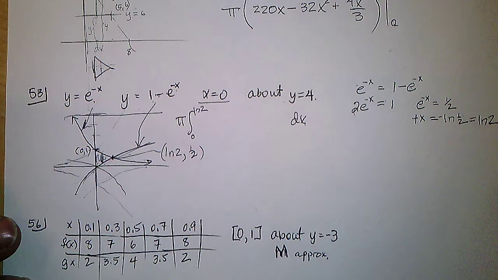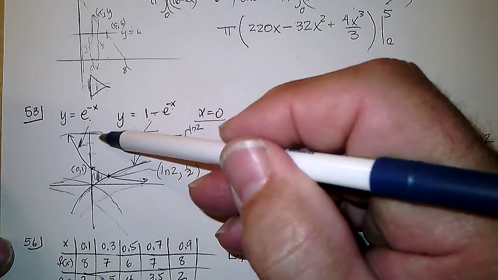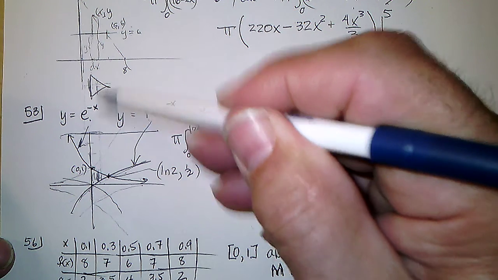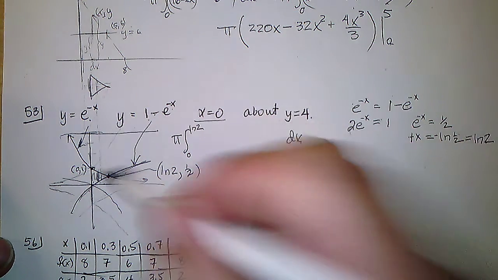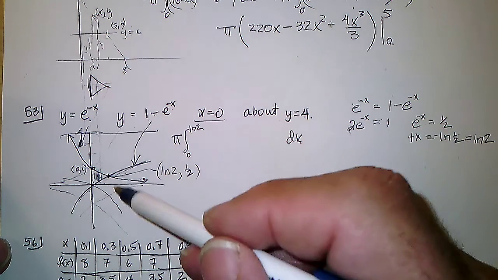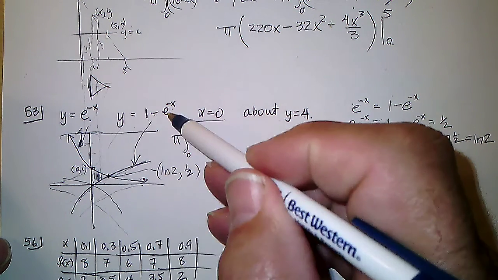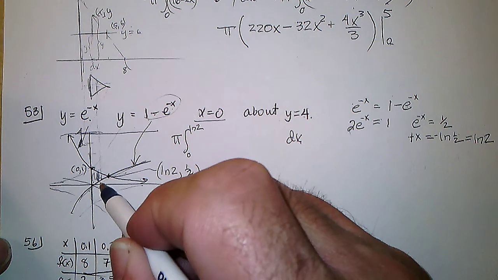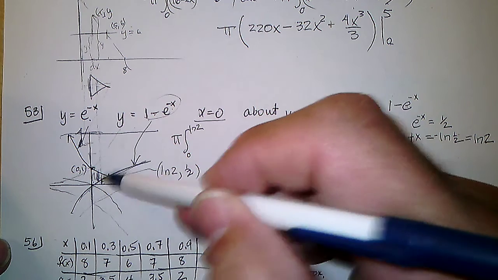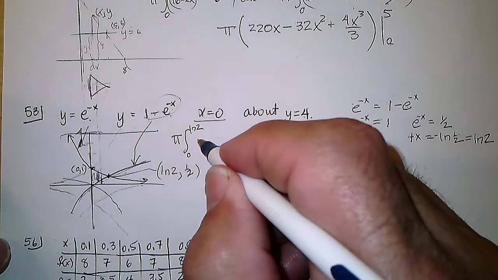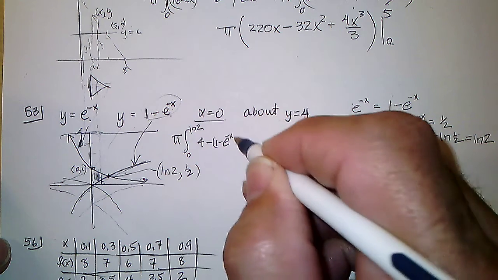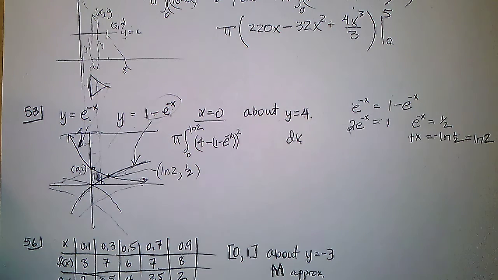Pi the large radius. The large radius is, we can look at it this way, from there to there, or we can think of it from there to there. It doesn't matter. That's the large radius. The axis is up here at, what was it, 4? So the y value, the large one, is this curve. If this is a point on the curve xy, y is that height. So the large radius is 4 minus 1 minus e to the negative x. And that's got to be squared. That's the large radius squared.